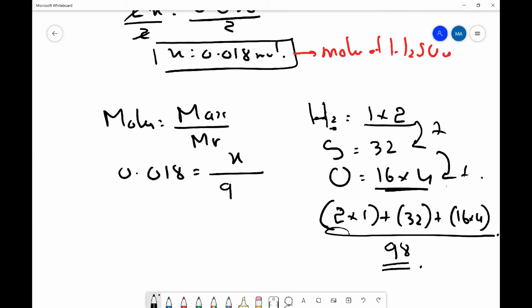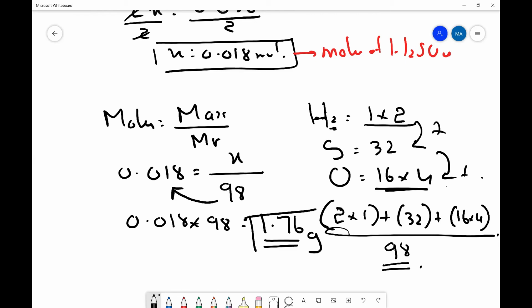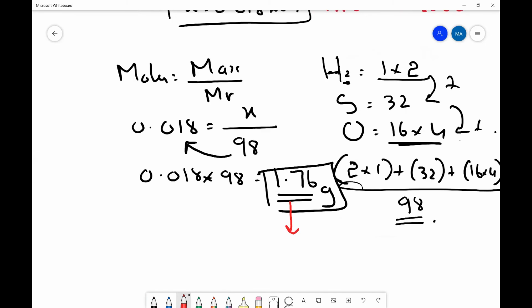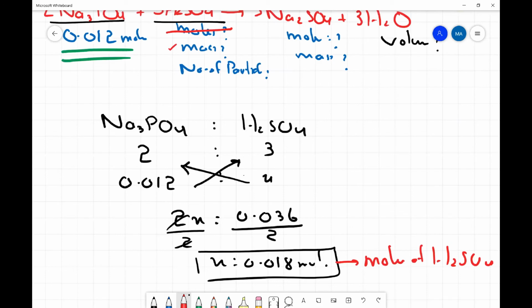We're going to write it here. Now multiply 98 with 0.018. 0.018 times 98 is 1.76. So 1.76 is the mass of H2SO4. Let's write it: mass of H2SO4. So we're done with another quantity. Let's cross it out.